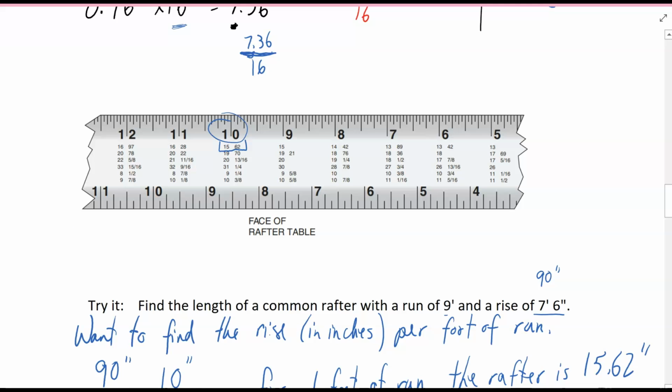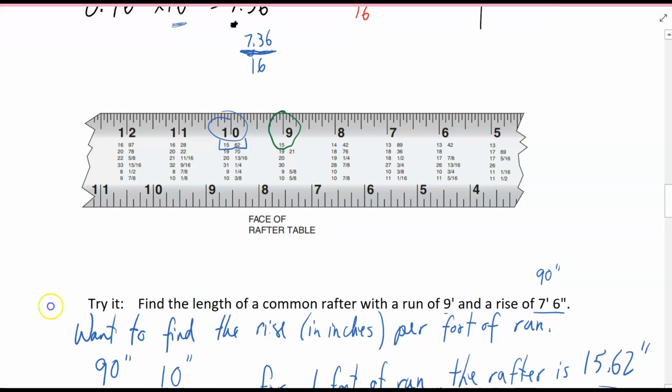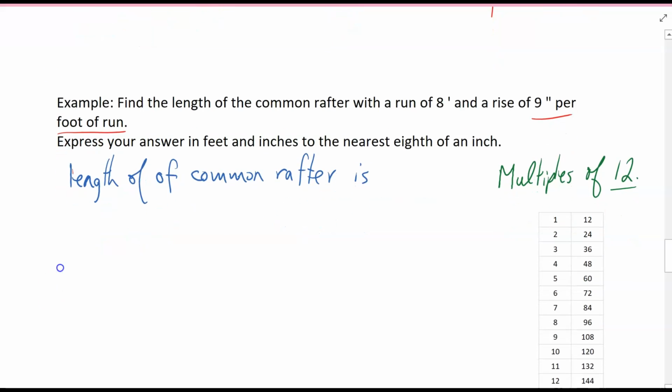It was 9 inches. So we're looking here. 15 inches is 15 inches per foot of run. Okay, 15 inches per foot of run, we have a run of 8 feet. So 15 inches times 8 is 120 inches. That is the length of the rafter.